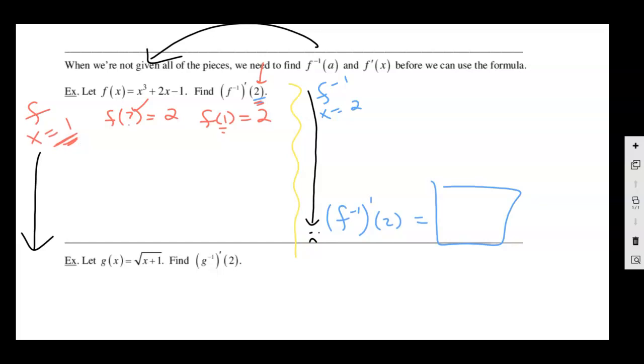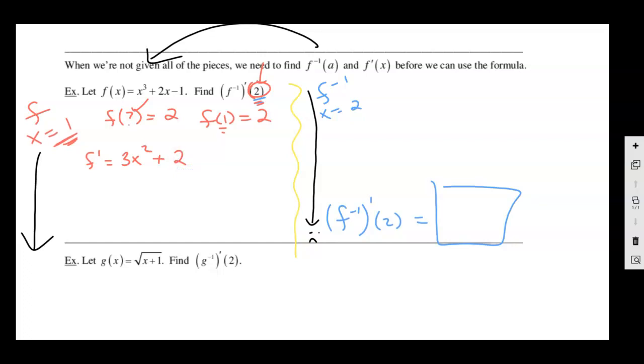It is not 2. This number is the value for that inverse side. But I need to figure out what's the corresponding value for the original. Right? A little bit of work, but not super difficult. But now I'm going to take the derivative of that original, which is easy. Right? I have the original, no big deal.